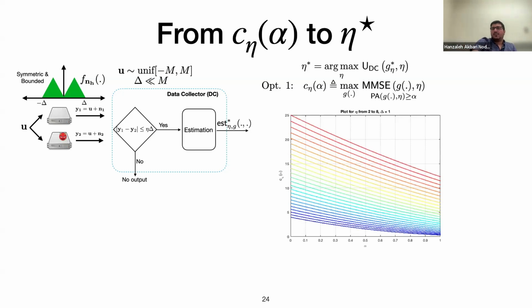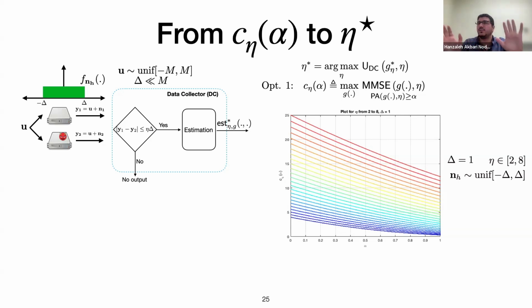Here is the plot for some example. For all of these colorful plots, we assume that delta is equal to 1, and that eta is from 2 to 8. We assume that the noise of the honest node is uniformly distributed from minus delta to delta. For this specific case, the algorithm that we have proposed in the paper is for general noise distributions, but for this example, let's assume that this is the case.